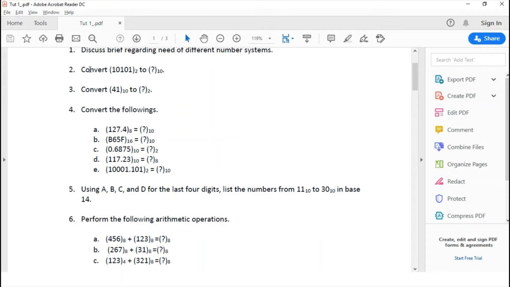Now I'm going to discuss the second question, which is to convert the number given in base 2 to the base 10 number system. Here, as we can see, the number is in base 2, which means all the digits in this number cannot exceed 1. It has only the digits 0 and 1, and we need to convert that number into decimal.